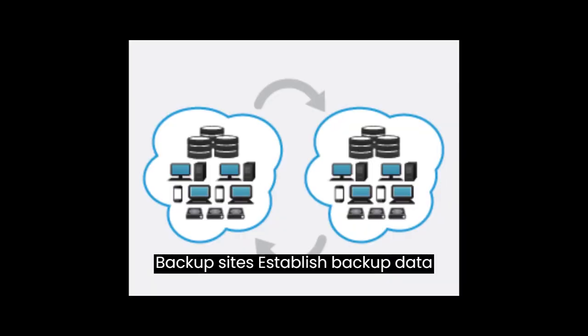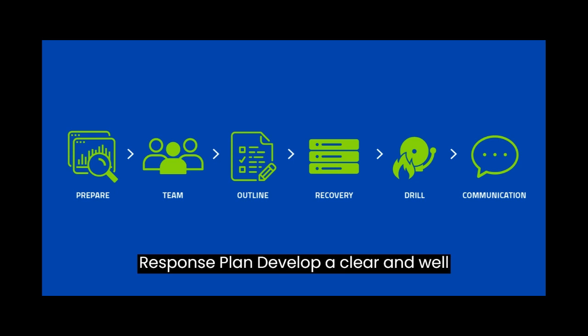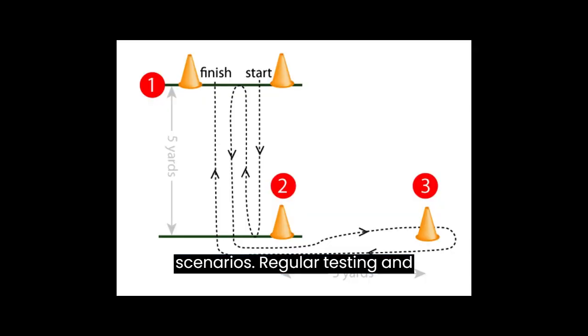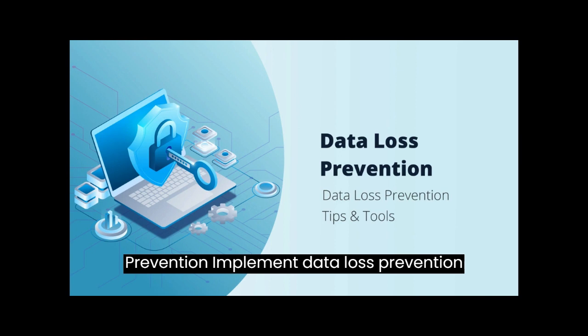Backup sites. Establish backup data centers or cloud-based disaster recovery sites where critical applications and data can be restored. Incident response plan. Develop a clear and well-documented incident response plan that outlines roles, responsibilities, and procedures for various disaster scenarios. Regular testing and drills. Test disaster recovery procedures through regular drills and simulations to ensure preparedness. Data loss prevention. Implement data loss prevention strategies to protect against data corruption or loss during disasters.